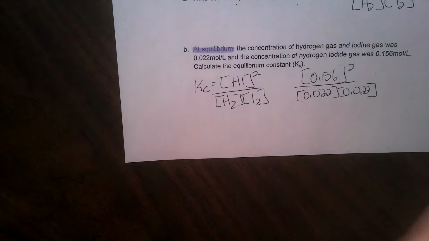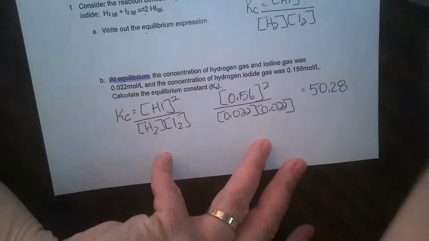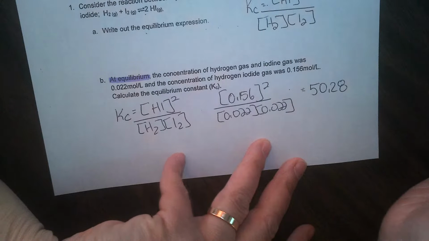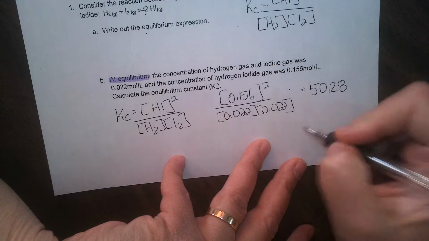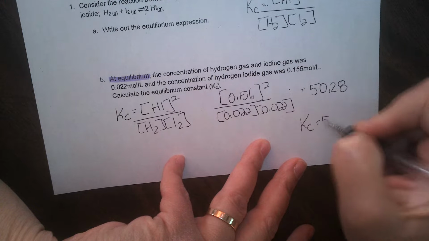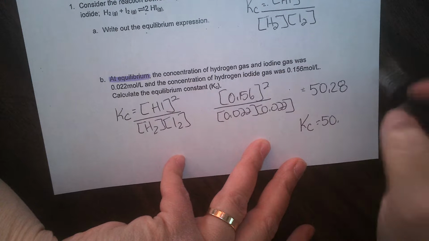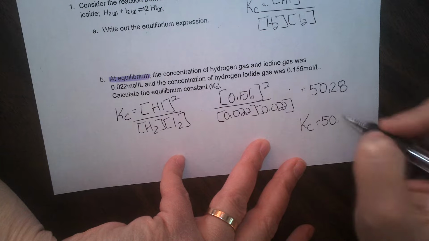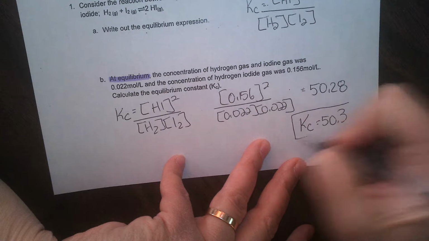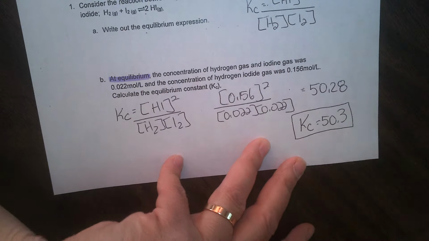And we get what for a value? Okay, so 50.28. When we go back to significant digits, our answer is actually what? 50.3. 3 significant digits.